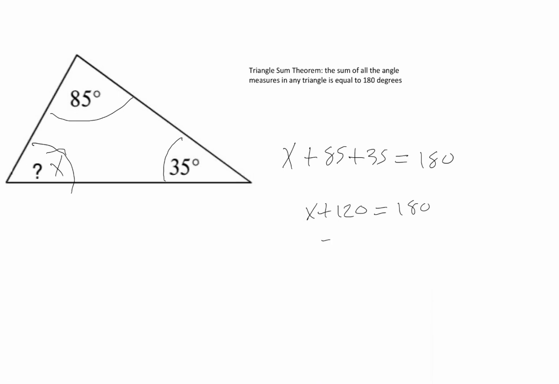If I subtract 120 from both sides, that's going to leave us with X is equal to 60. So the missing angle for this triangle is equal to 60 degrees.